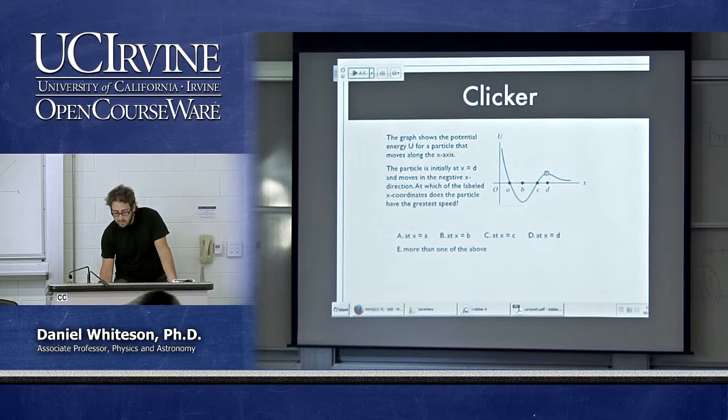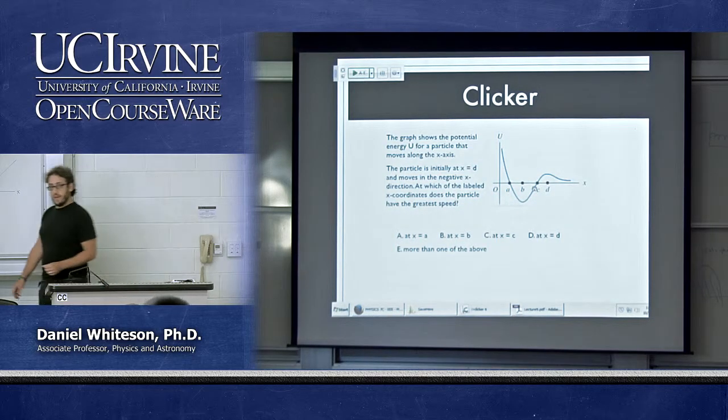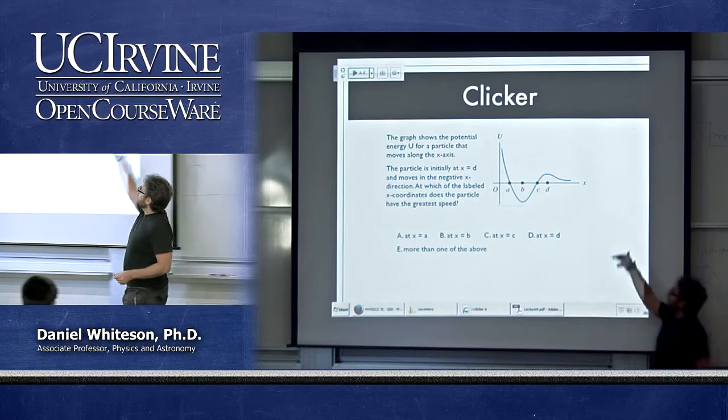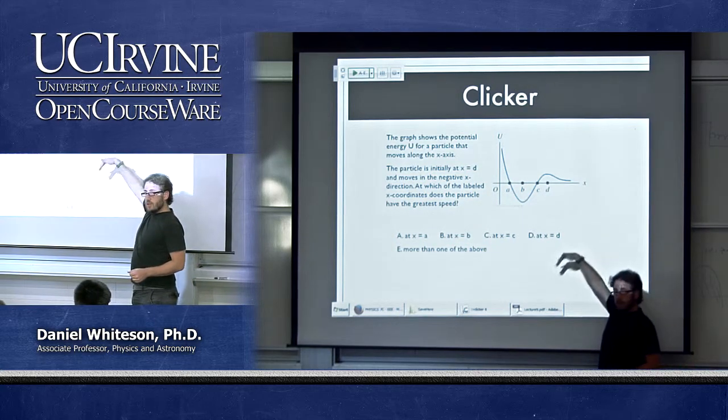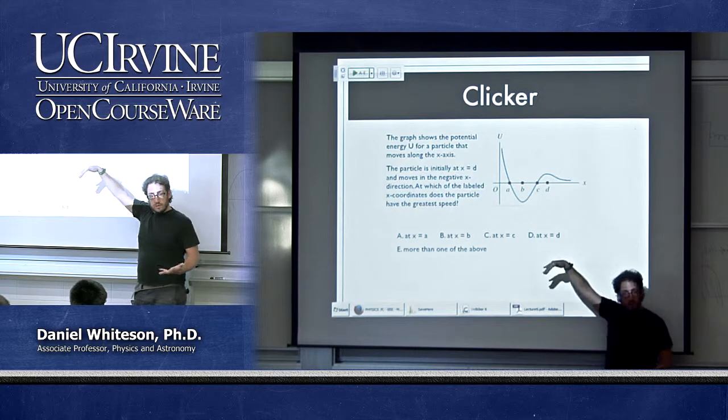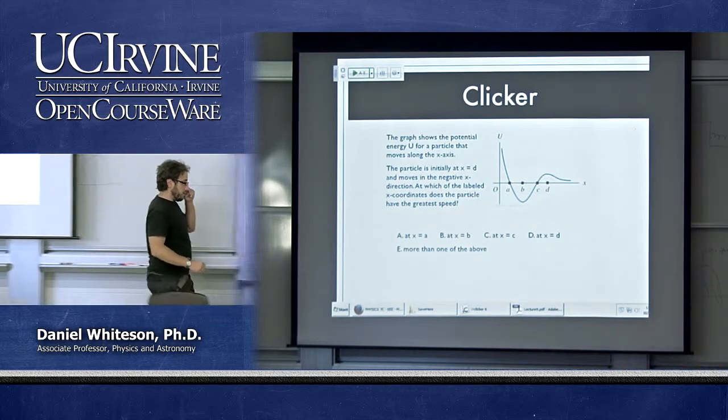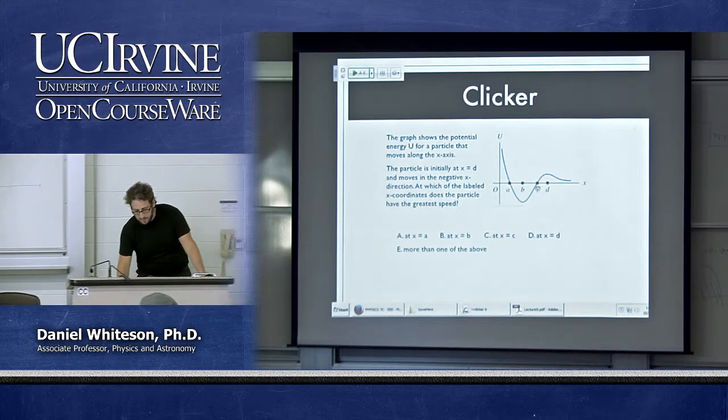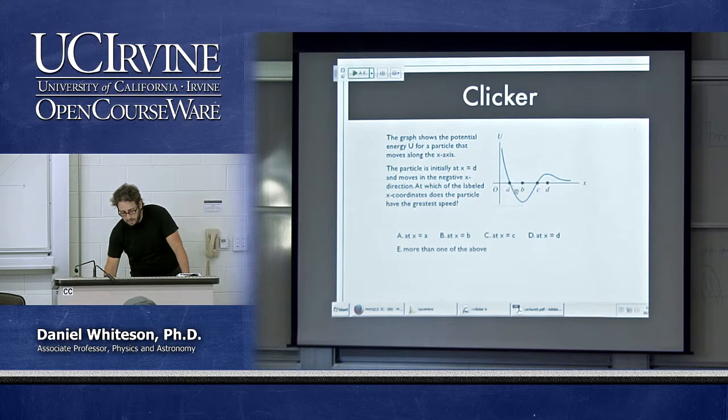Another way to think about it is, it starts here, it was moving in this direction, it came down this hill and there was a force on it the whole time, right? This force was because there's a slope in the potential. The slope in the potential means a force. And so it accelerated, right, until it came here when it starts to decelerate. So yes, it's at B.